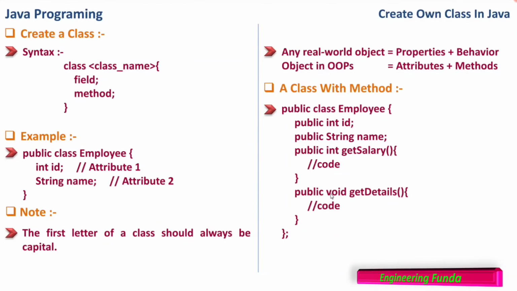Now here are these methods, public int getSalary, and these brackets will decide the body of this method getSalary. In the same way there is another method, public void getDetails, and these curly brackets will decide the range of the body code of this getDetails. Now whatever you write in these methods getSalary and getDetails is actually hidden from the outside world.